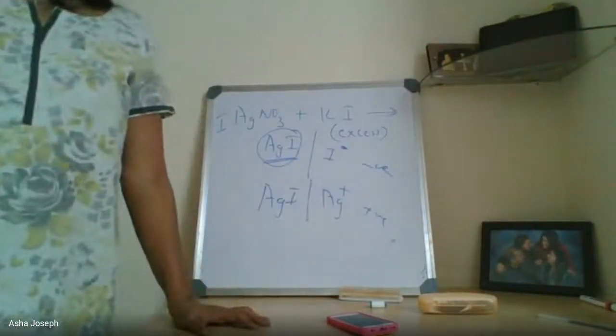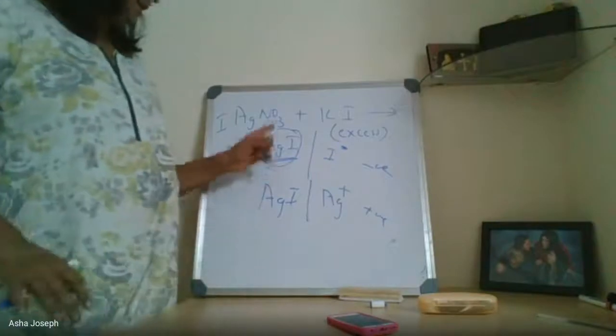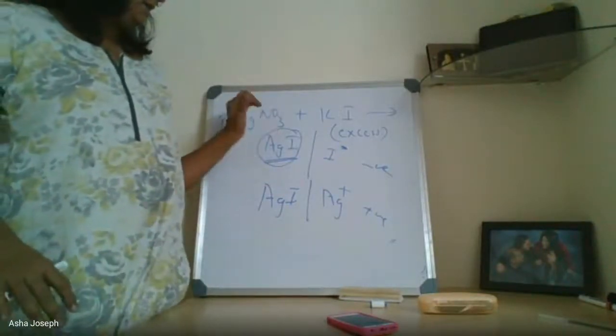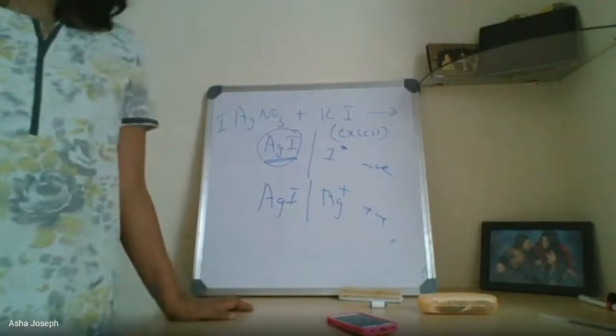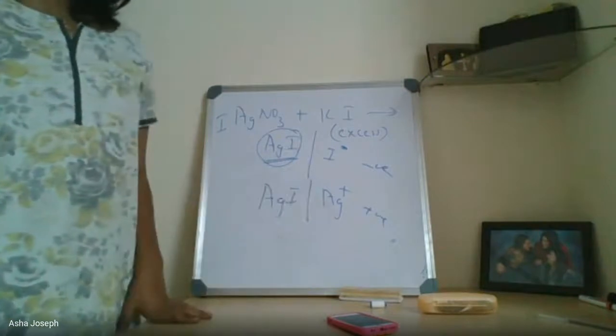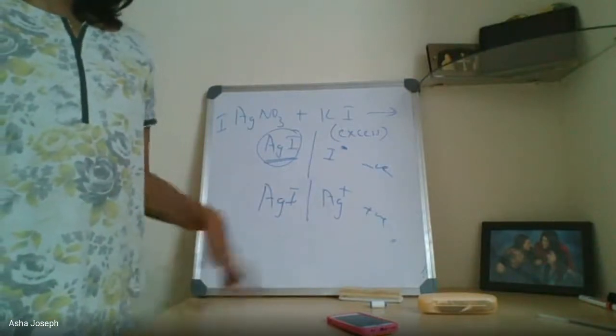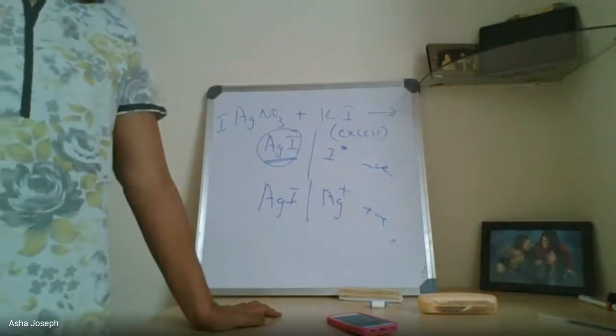Clear? The positive part is the other way around. Suppose I am adding silver nitrate and potassium iodide, in which silver nitrate is in slight excess. So the precipitate will adsorb silver ion, and you will get a positively charged sol. This is the first example.